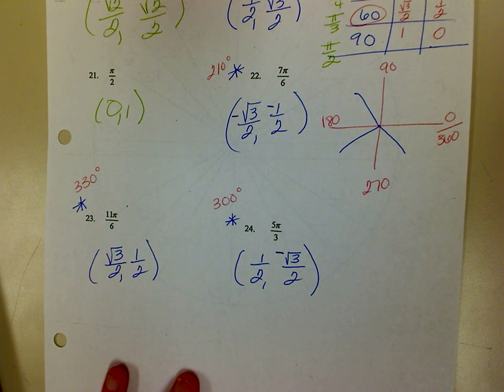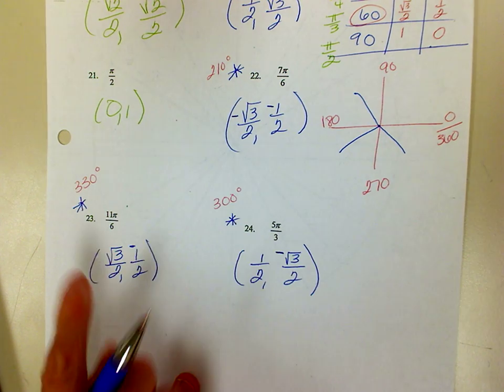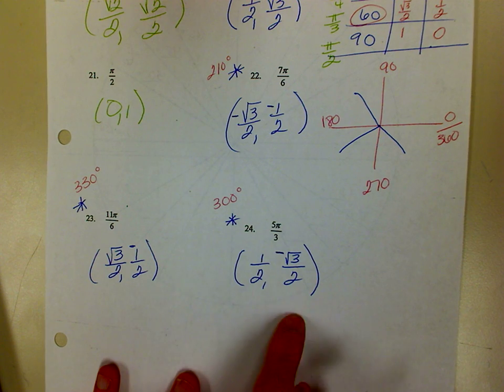I think I skipped one. These are both in the fourth quadrant. So the x values are positive and the y values are negative.